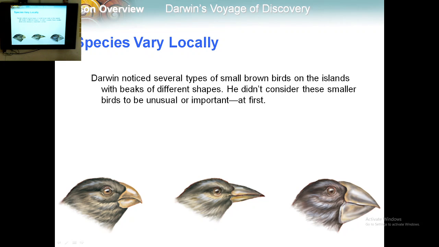Another example of species varying locally is small brown birds on the islands with beaks of different shapes. He didn't consider these small birds to be unusual or important at first, but in the end he found that these birds were related species.